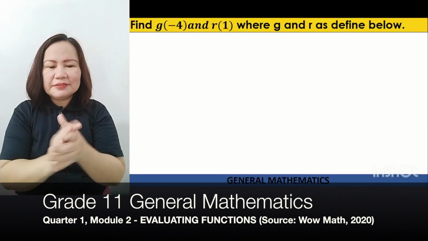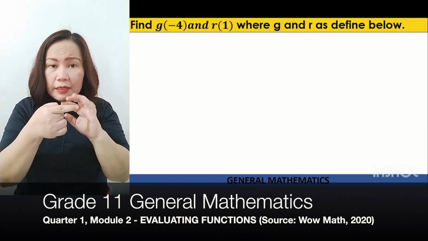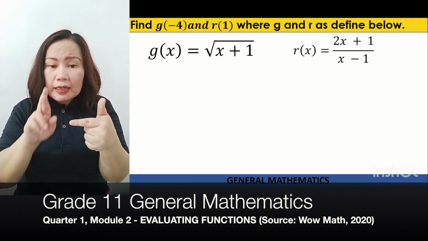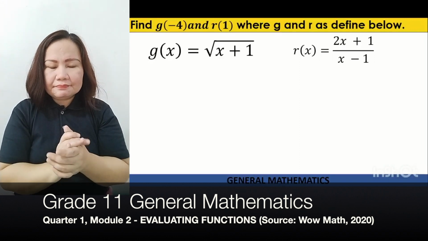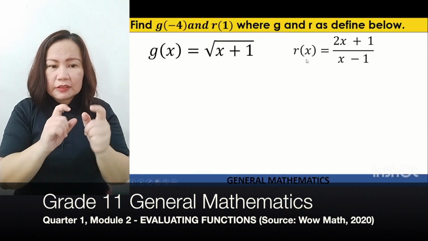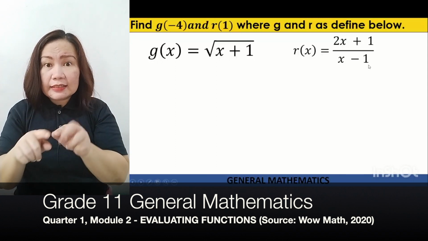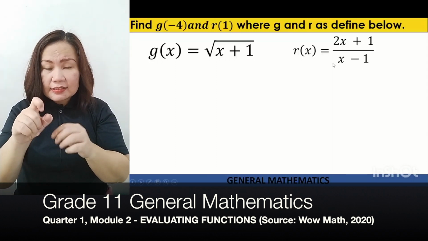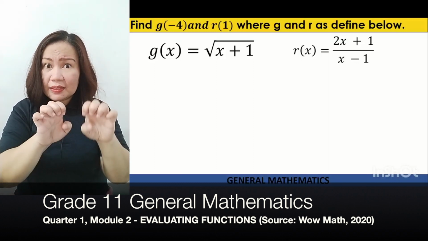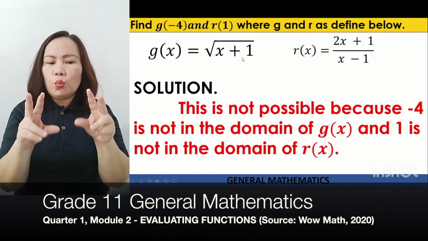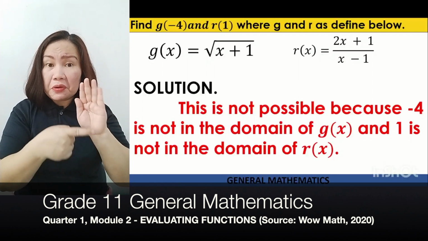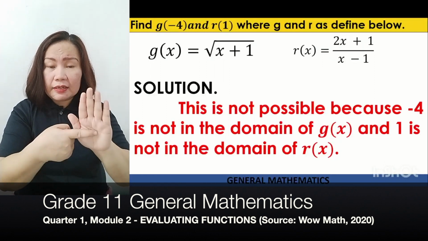Find g of negative 4 and r of positive 1 where g and r is defined below. Okay, if that is your given function, so sa g of x, papalitan natin ang x ng negative 4. Sa r of x, itong x natin papalitan natin ng 1. So, do you think may evaluate natin yung function? Hindi. Bakit? Magiging negative 4. Ang sagot dito magiging square root of negative 3. So, bawal tayong magkaroon ng negative sa loob ng square root.